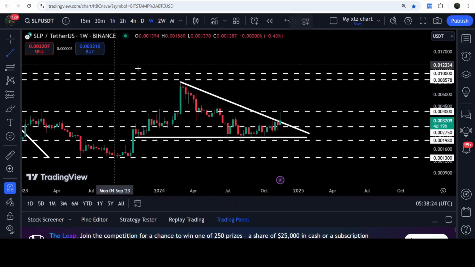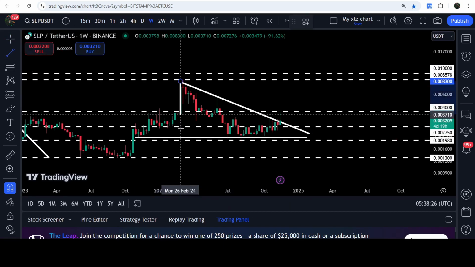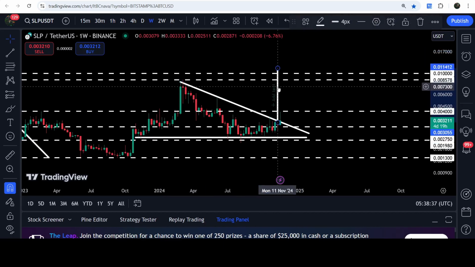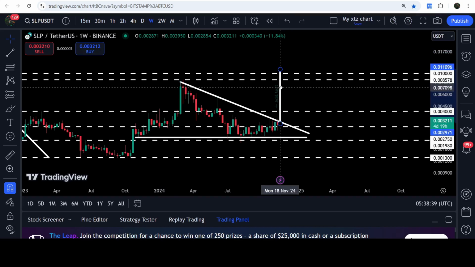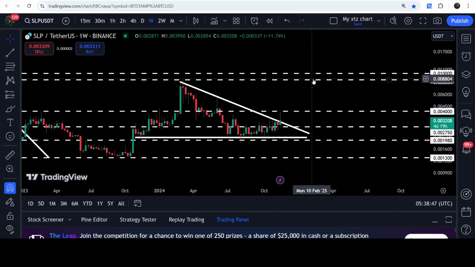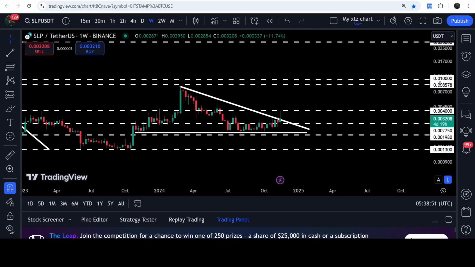Now, if we take a look at the target for the breakout from this descending triangle, then the target as per this measurement will be here. Not here, but it can be here, approximately at 1.19 cents. And if the price reaches here, then we can also break out this very long-term resistance zone that starts from $0.0085 and goes to 1 cent.